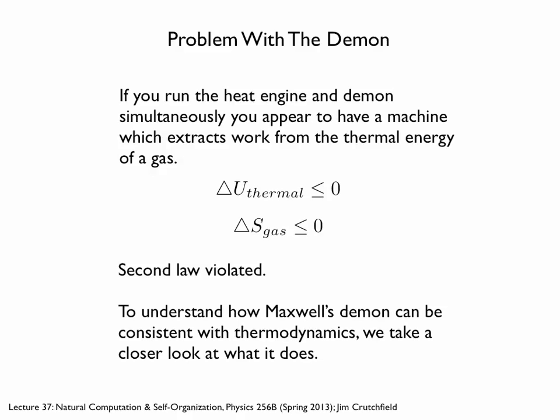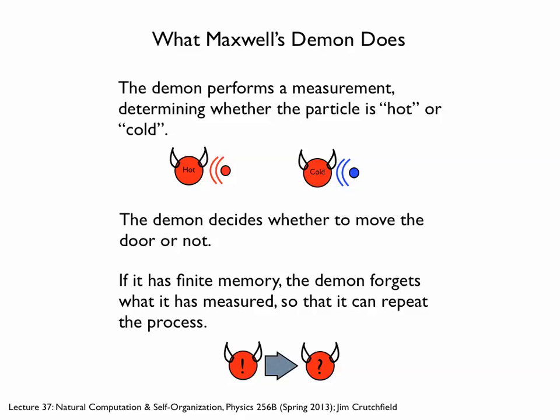So to understand how the daemon could be consistent with the second law, let's consider what it's actually doing. These are the fundamental steps of the daemon. First of all, it has to have some interaction with whatever particle is near the door to measure whether to open or close the door. So here it sees a hot particle, and it has to have some interaction with it that allows it to decide whether to open the door. Same with the cold particle.